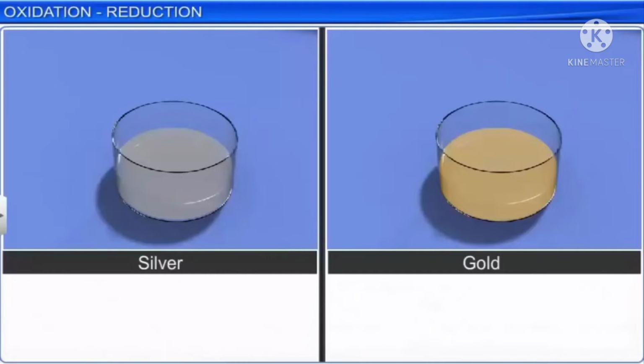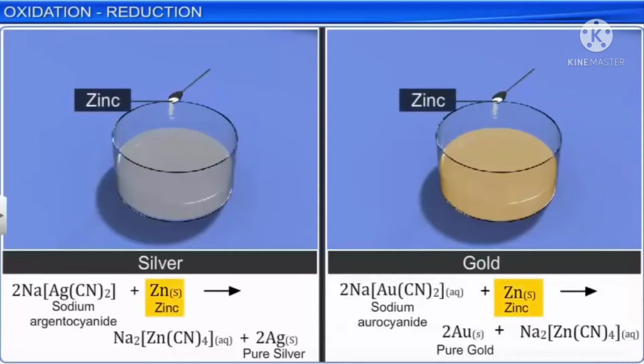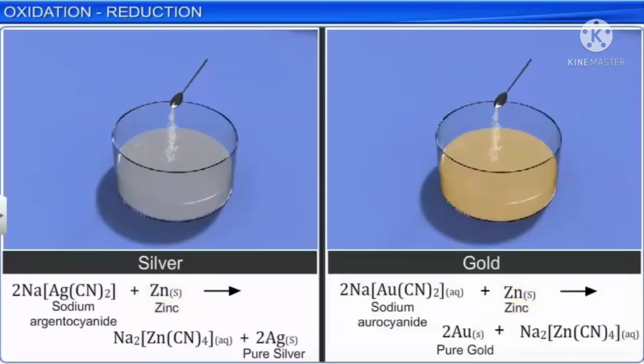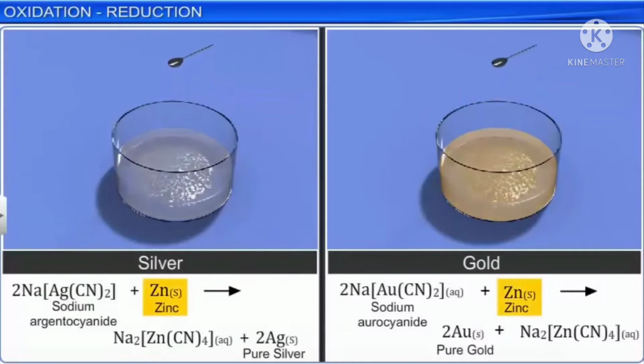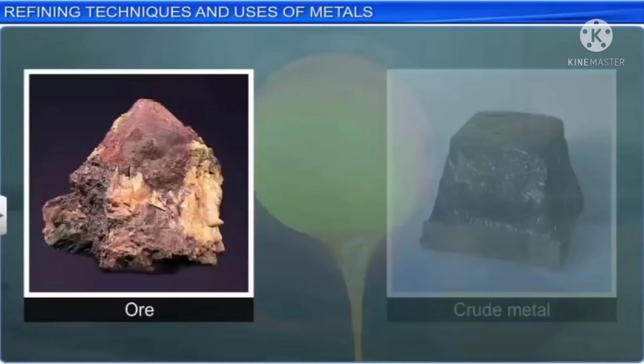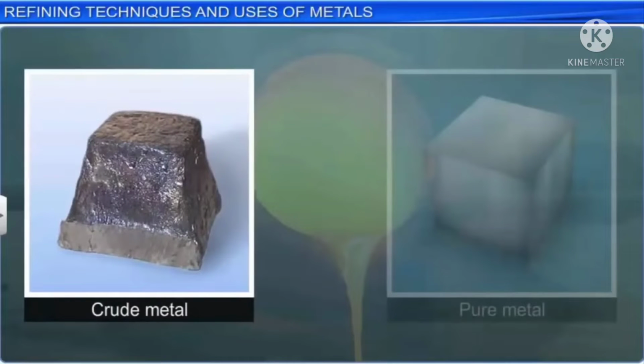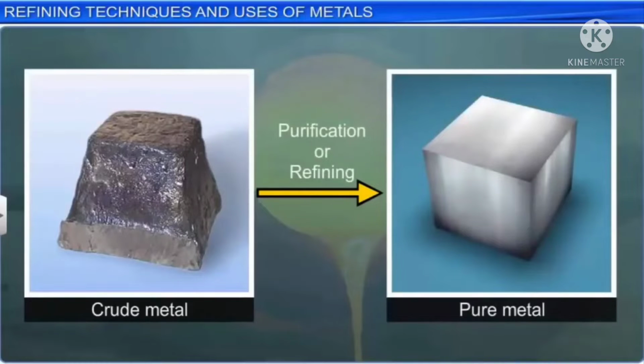The next step is the recovery of the metals from their respective complexes by reduction or displacement using zinc. In this process, zinc acts as a reducing agent. A metal extracted from its ore by any method is generally impure and is known as crude metal. The impure metal is purified by subjecting it to a process of purification or refining.